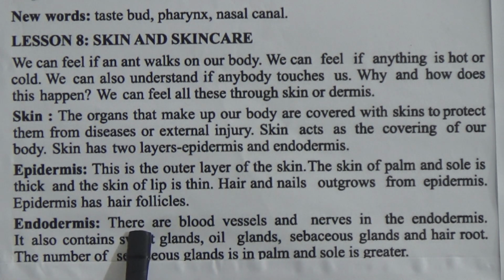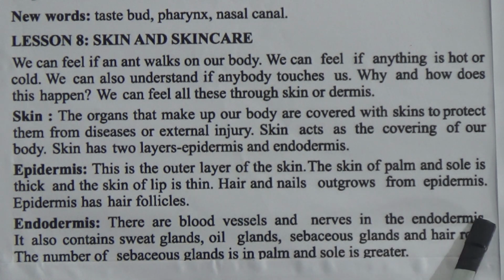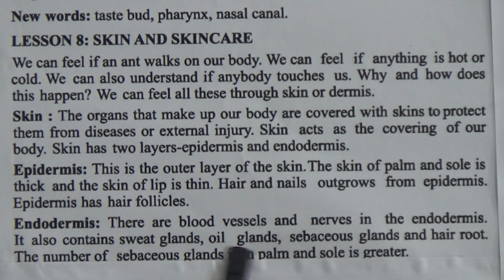Dermis. There are blood vessels and nerves in the dermis. It also contains sweat glands, oil glands, sebaceous glands and hair roots. The number of sebaceous glands in the palm and shoulder is greater. Now we will discuss the function of skin.